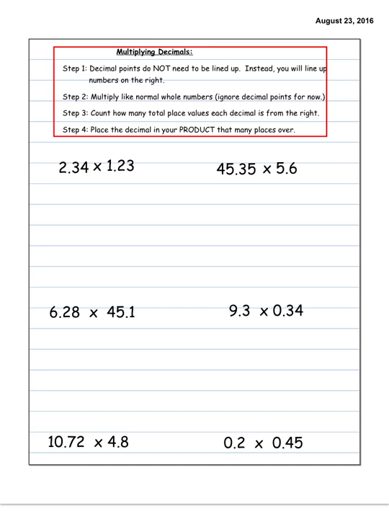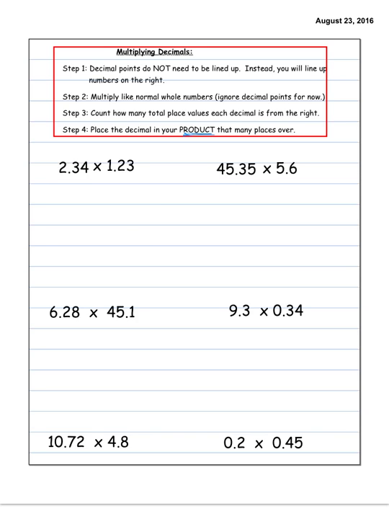Step 2 says multiply like normal whole numbers, and for now, we are going to ignore the decimal point that is there. Step 3 says count how many total place values each decimal is from the right. And step 4 says place the decimal in your product that many places over. If you notice that word product there, that is the answer to a multiplication problem. So let's go through some examples here to see just exactly what those steps mean.